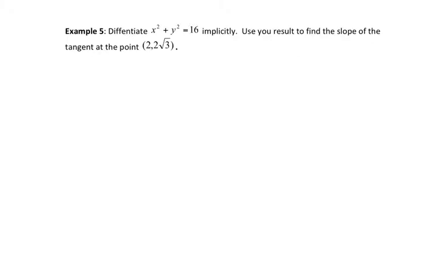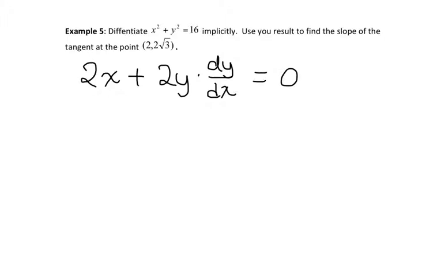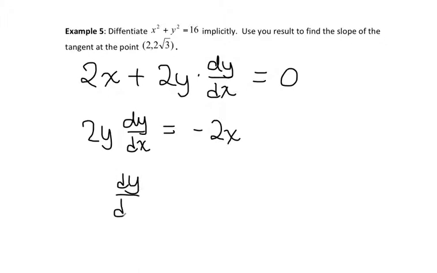So let's go back to our first circle function. Differentiating it implicitly, we're going to get 2x plus 2y times dy dx, differentiating with respect to x, equals 0. So 2y dy dx equals negative 2x. dy dx is equal to negative x over y.